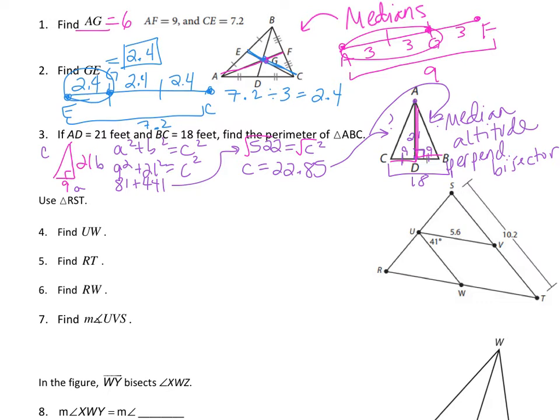So if we add up all 3 sides, we get 63.7, and that would be in feet since we've got perimeter.